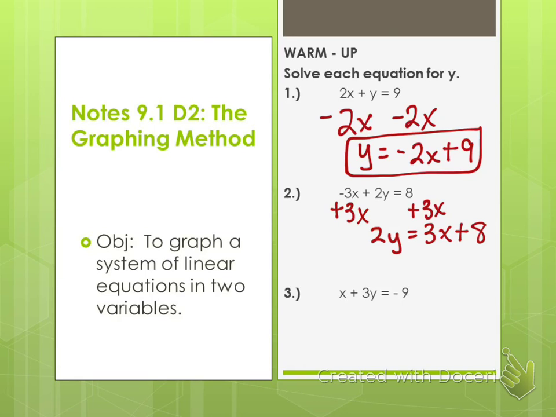Is y by itself now? No. What do we still need to do? Divide by 2. And every single piece gets divided by 2. Okay, so 2y divided by 2 leaves me with just a y. I'm going to write it off to the side here. Does 3 over 2 simplify for these x's here? I see people shaking their heads no. 3 over 2 does not simplify. What about 8 over 2? 4. So now y is all alone there.